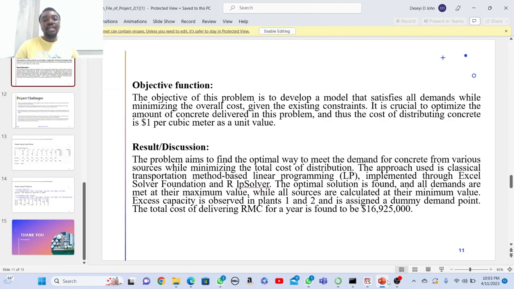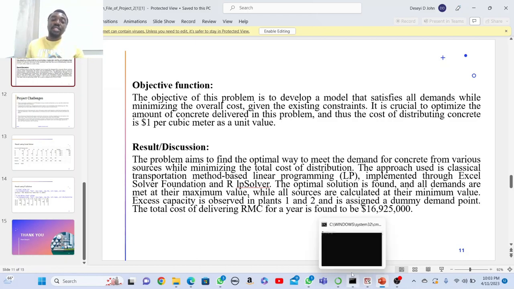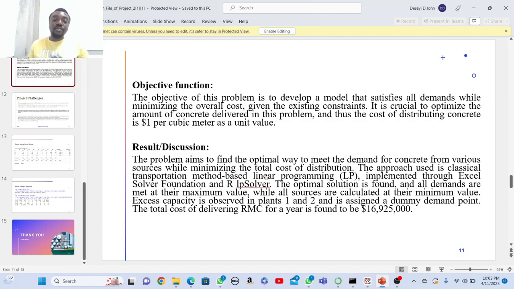After we applied the LP solver and minimized the distance, we were able to come up with a cost of 16,925, which is also what they got in the paper. So we were able to replicate the exact same result. We did this using Excel Solver, and we also replicated the same result using an LP solver in R.